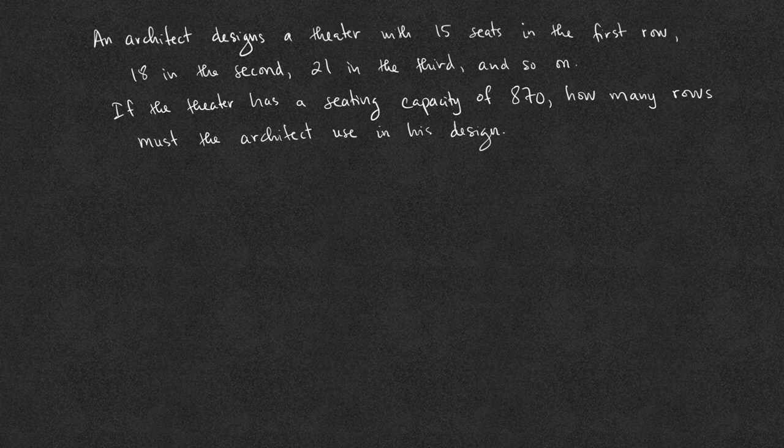The first row has 15 seats, so a sub 1 equals 15. We know that this is going to be some sort of sequence because we have the first row, second row, third row, and so on. The subscript denotes the row. So a sub 1 denotes the first row. A sub 2 denotes the number of seats in the second row, which is 18. A sub 3 equals 21, and so on, meaning that there is an apparent pattern. The sequence is 15, 18, 21.